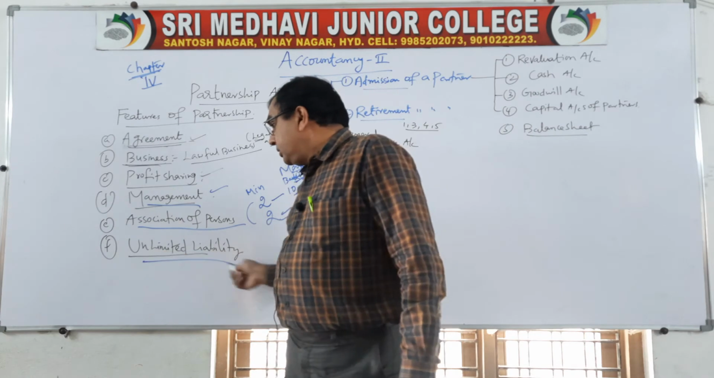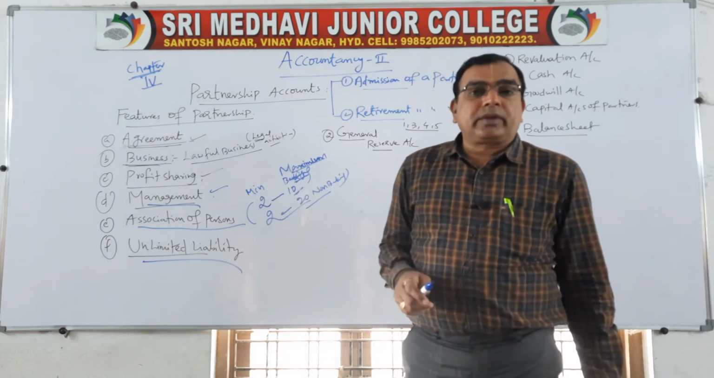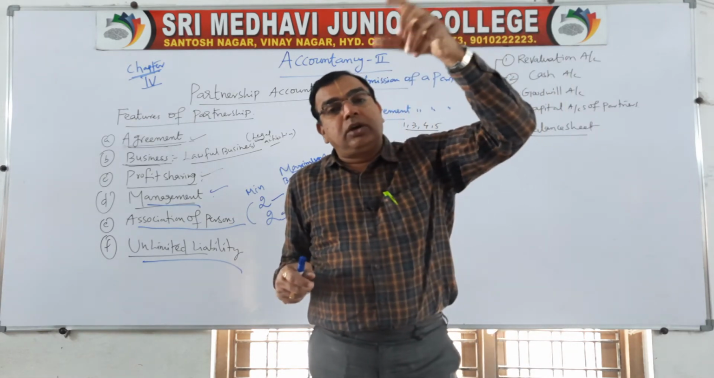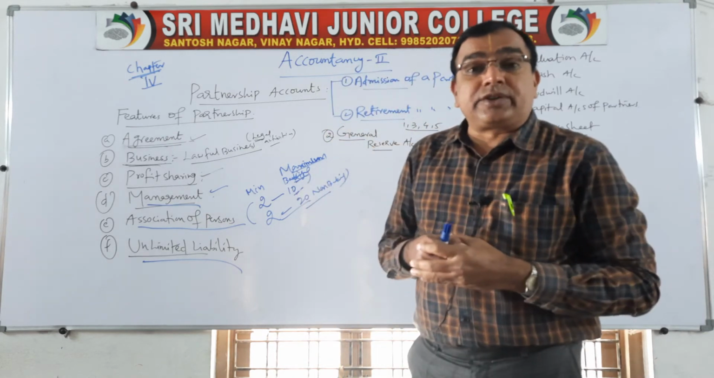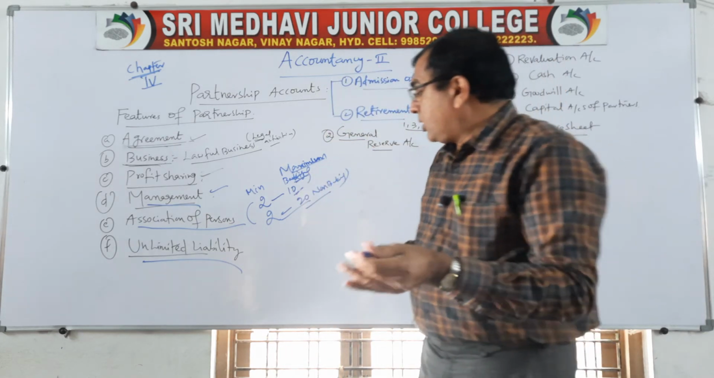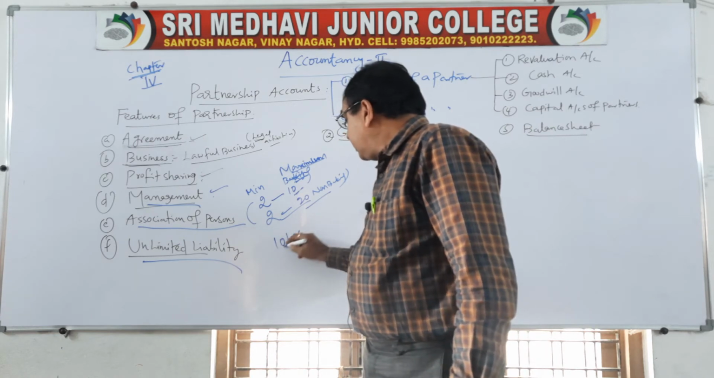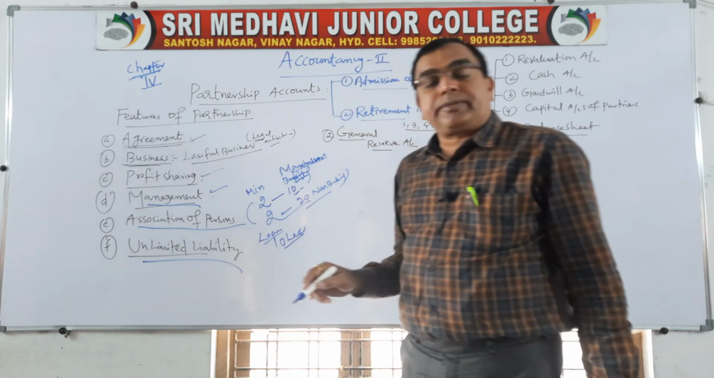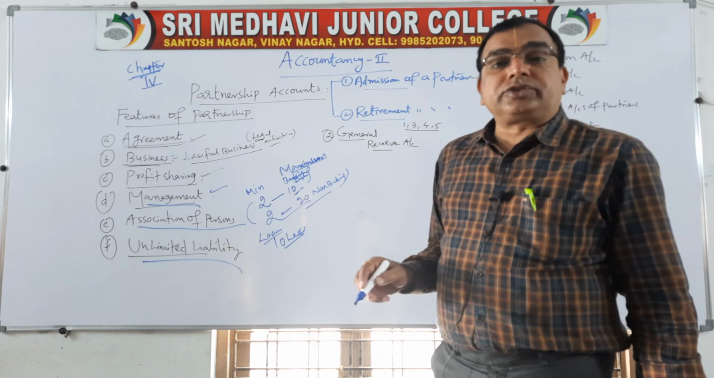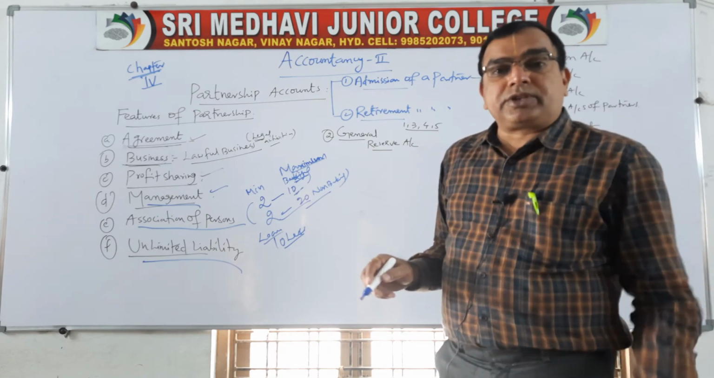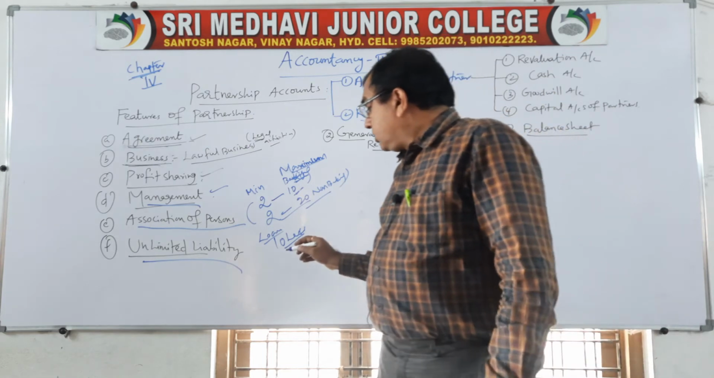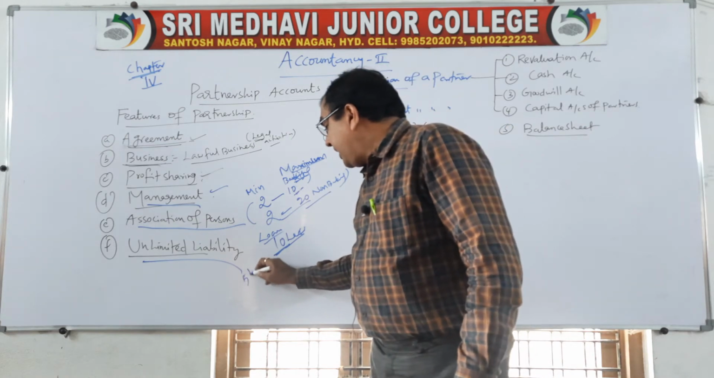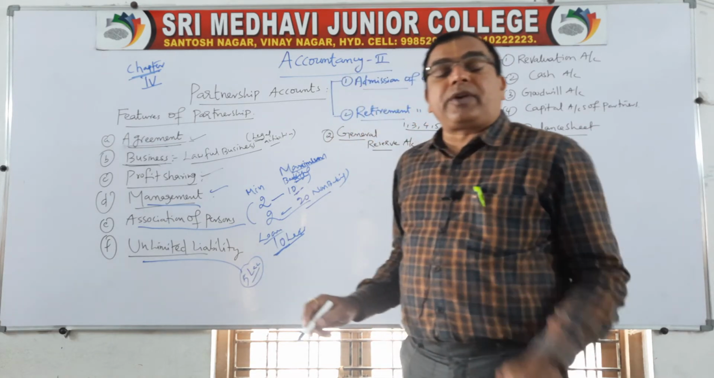Then unlimited liability. This is a very important feature of partnership. Unlimited liability means a partner has to sacrifice his private property also in order to clear the loans raised for the business. For example, you have borrowed 10 lakhs from Andhra Bank for business. After a certain number of years, unfortunately, you have to sell off and close down your business. Now your business property is not sufficient to clear this loan of 10 lakhs. You could get only 5 lakhs from the business. Still, you have to pay 5 lakhs.